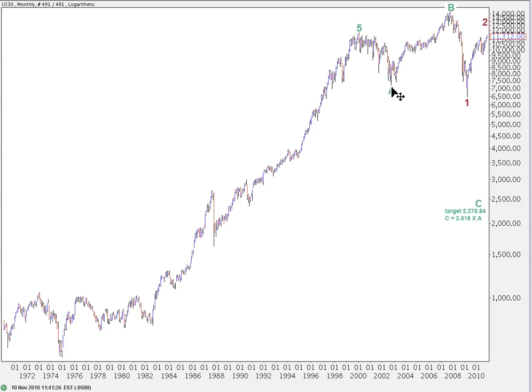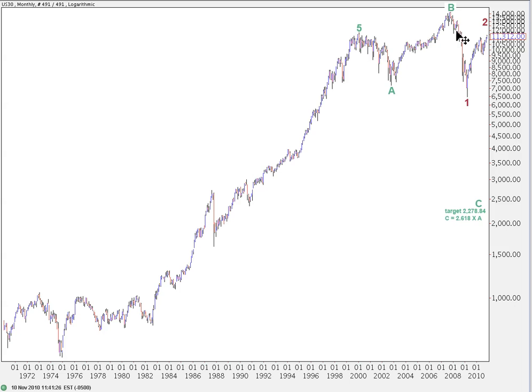It has an A wave that has to subdivide to a 3. B always should subdivide to a 3 unless it's a triangle, and B for an expanded flat correction must reach at least 105% the length of A, and that certainly is met here. Wave C should usually end substantially beyond the end of A.